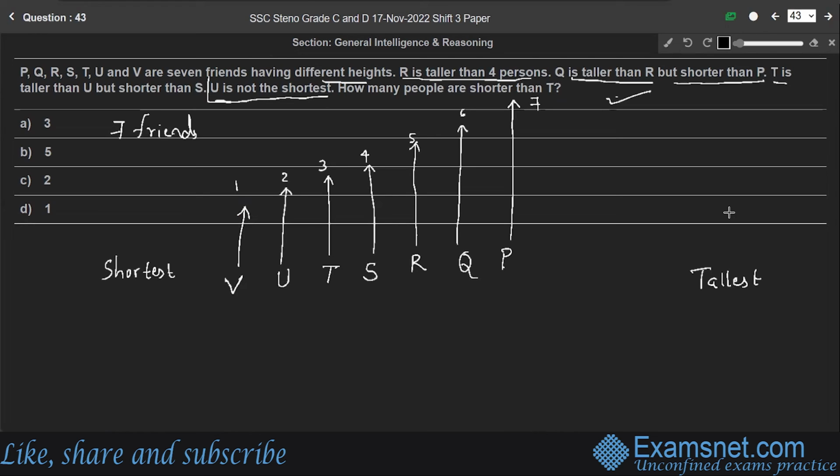Therefore, the question is how many people are shorter than T? T is the third person. So 2 people are shorter than T, V and U. Therefore, option C is the right answer.